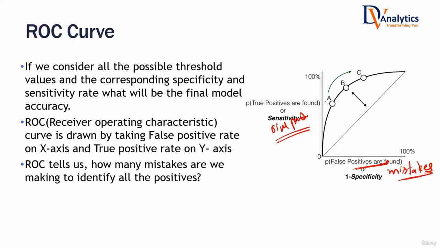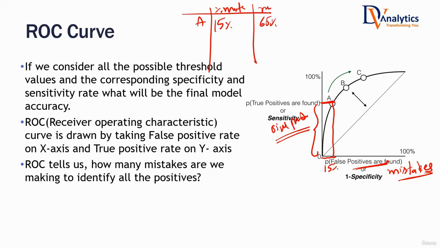We decide the threshold. Let's say you take scenario A. Look at this, all of you. At scenario A, the percentage of mistakes are roughly 15%. The percentage of right predictions are 65%. The remaining errors are 35%.